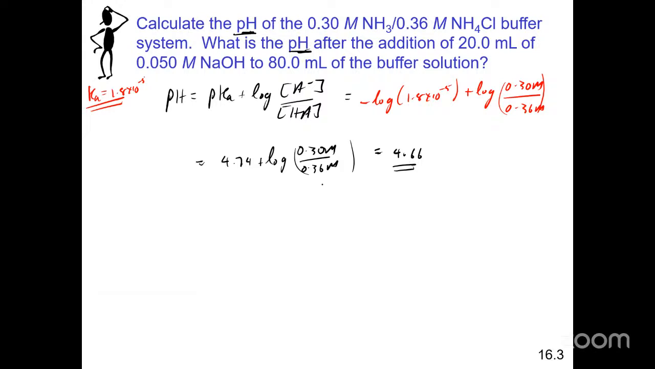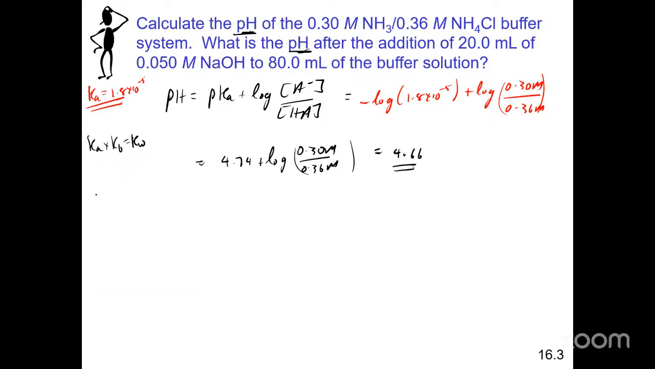Okay, that's what I got, 4.66. Is Kb and Ka equivalent to each other? No, remember I said that Ka times Kb is equal to Kw. That's the relationship between Ka and Kb for any acid and its conjugate base.